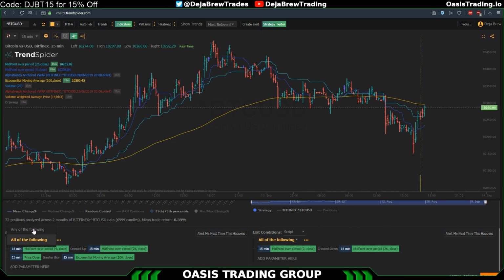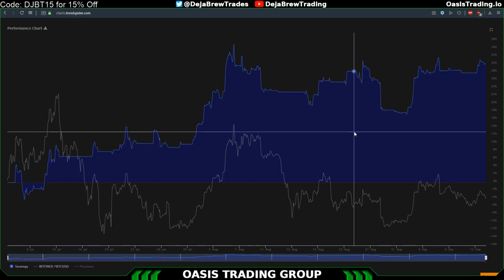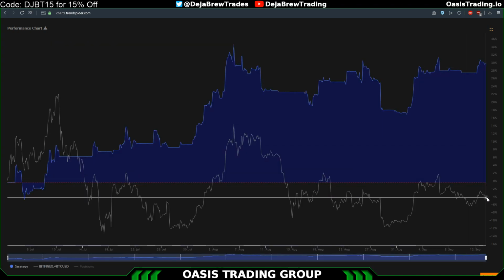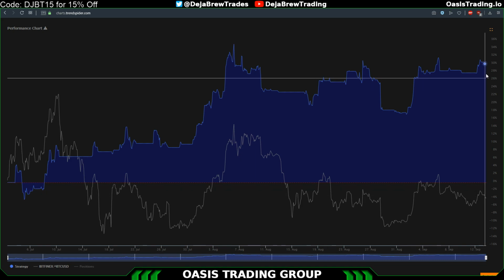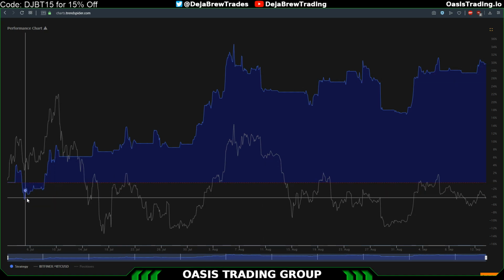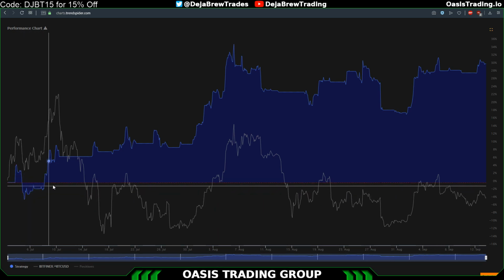Make sure you click this back to all of the following, not any of the following. And then we are using a 15-minute price close greater than the 100 EMA with the 15-minute midpoint 9 crossing over the midpoint 26. And as we can see here, the strategy is performing very well compared towards the buy and hold. Buy and hold's down 4%. The overall strategy is up 30%. Very simple. We had little to no drawdown. We only had one drawdown period. Besides that, we were positive the entire way.